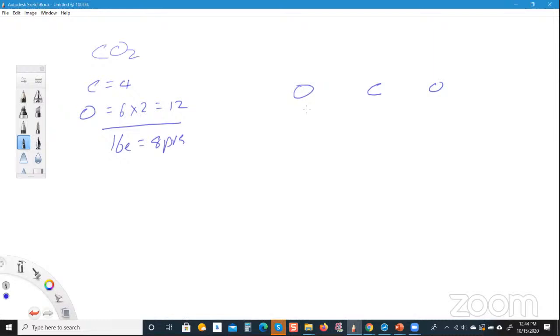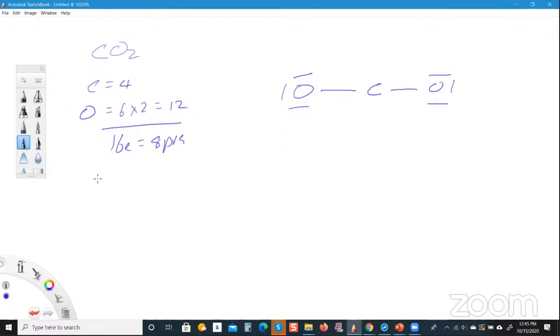Then we would draw the lines in between. That's 2 bonding pairs. So we still have 6. Draw 1 on each oxygen atom. That's got us down to 4. Basically, you're going to put the lone pairs on the oxygen atoms, the remaining 6. So each atom will end up with 3 pairs, and that will be it. So you have used up the 8 pairs.